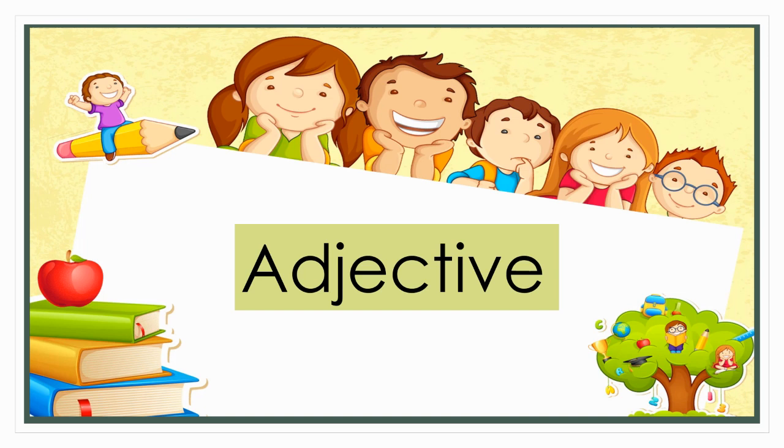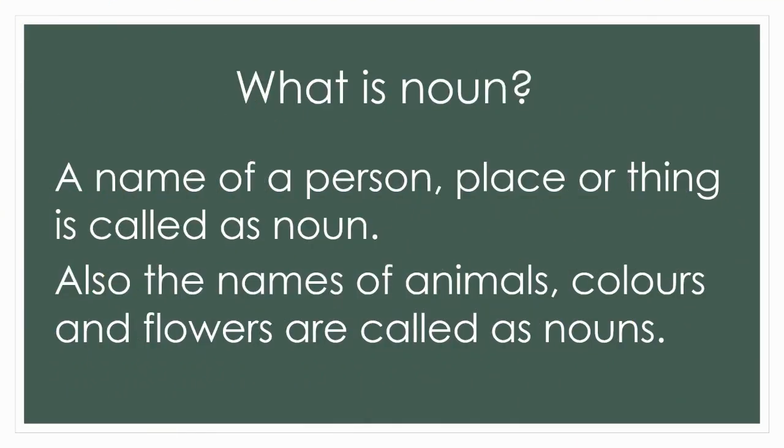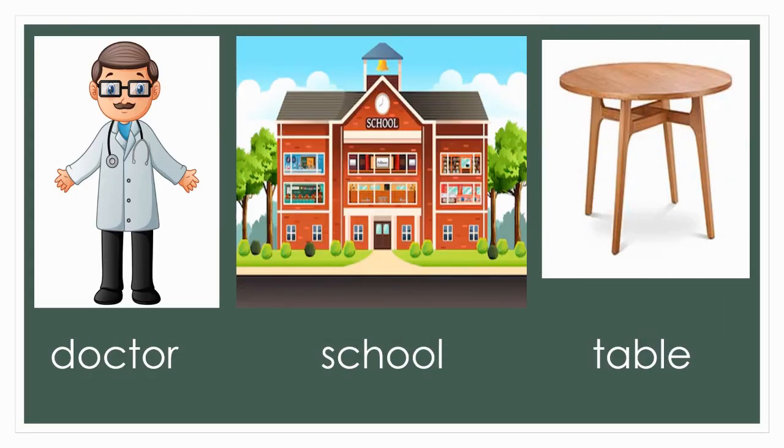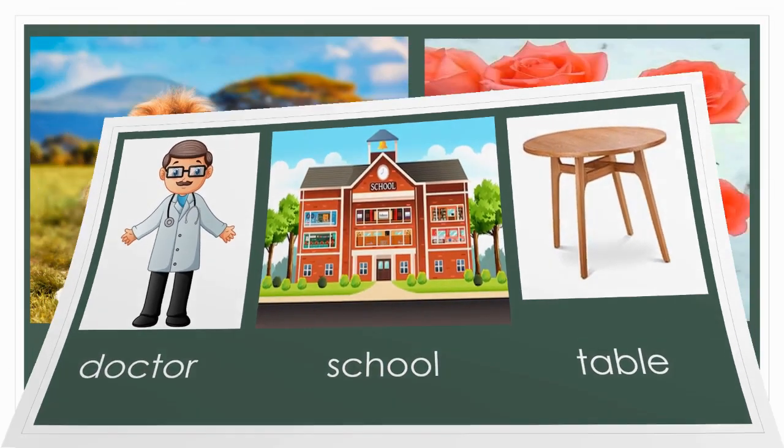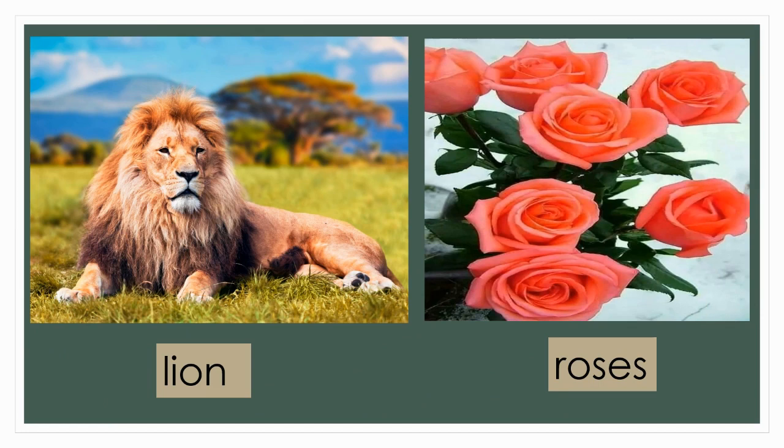Before we start with our topic, I want to ask you a question. What is a noun? Yes, very good. A name of a person, place or thing is called a noun. Also the names of animals, colors and flowers are called nouns. Now let's see some examples of nouns: doctor, school, table, lion, roses. These are the examples of nouns.